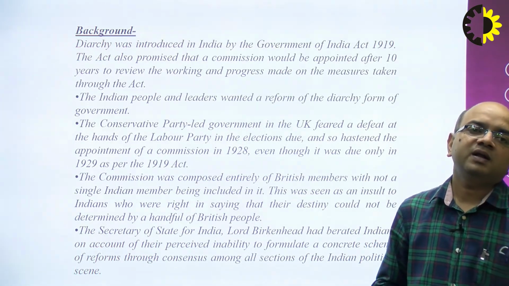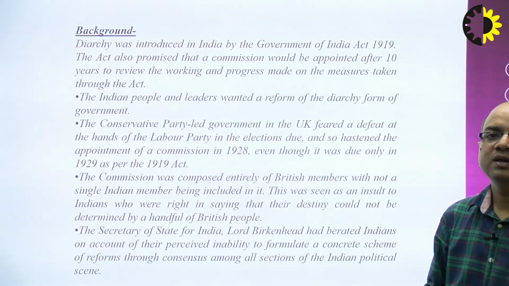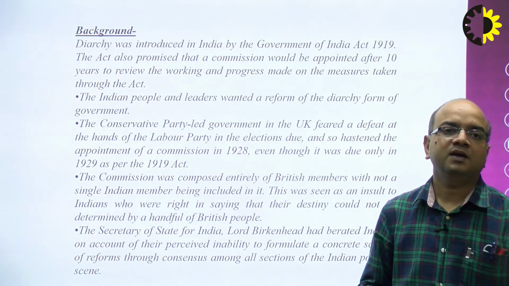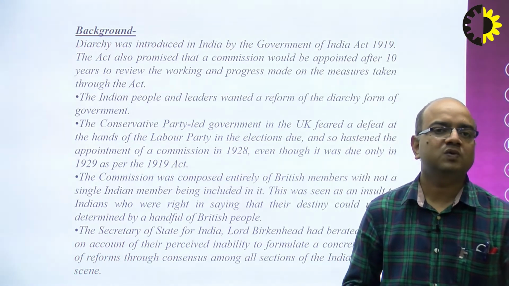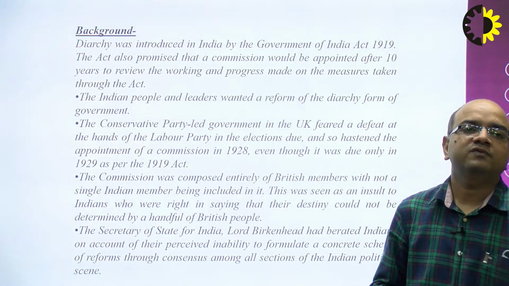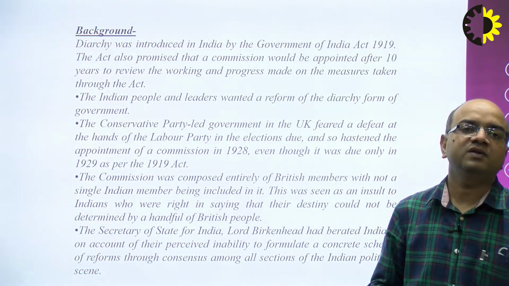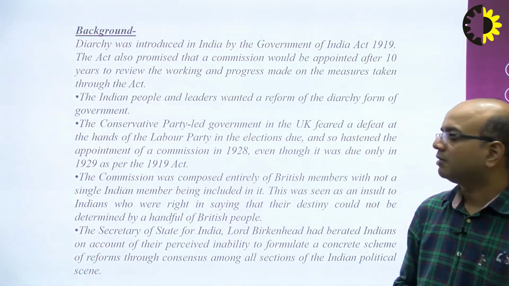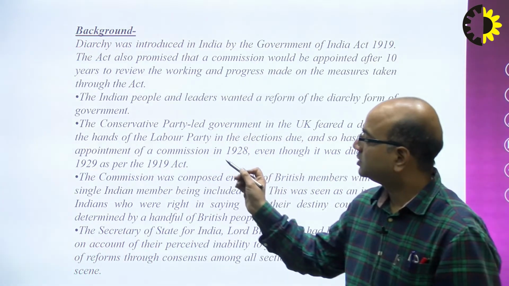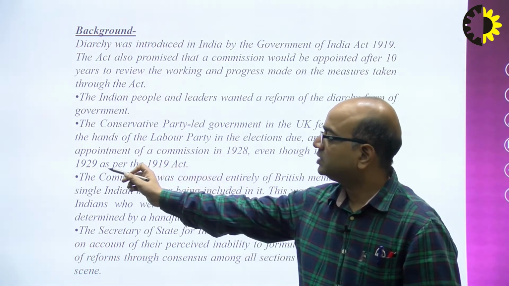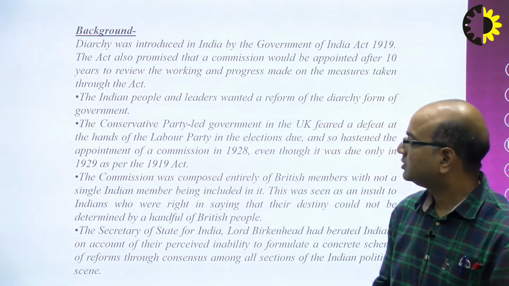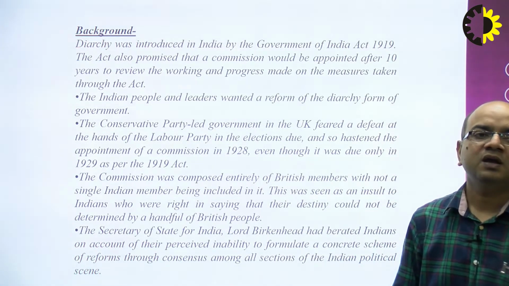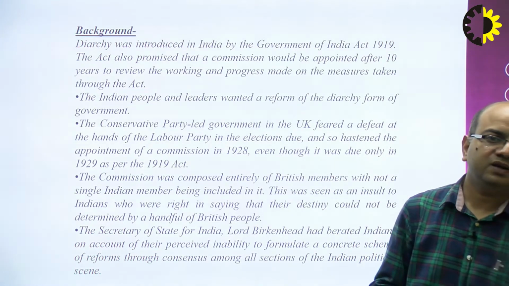The Conservative Party led government in the UK feared a defeat at the hands of the Labour Party in the elections due, and so hastened the appointment of a commission in 1928, even though it was due only in 1929 as per the 1919 Act. So that commission should have been formed in 1929, but in actuality this ruling party made it in 1928 because it was hesitant, as there were chances that it couldn't win again.